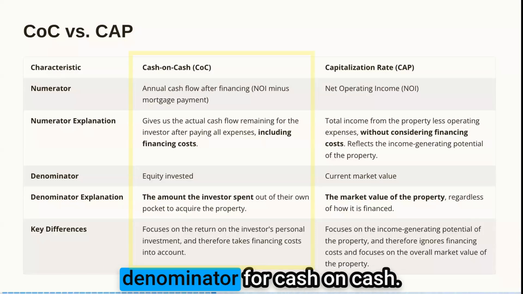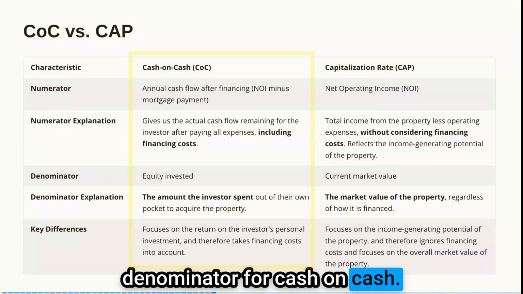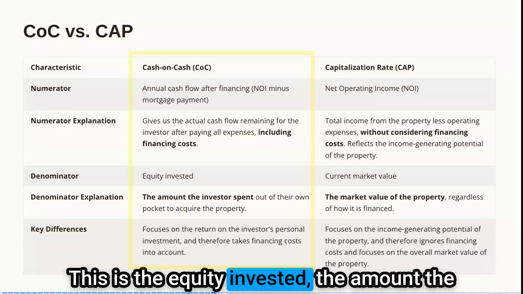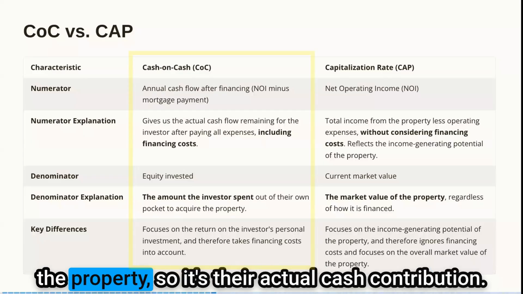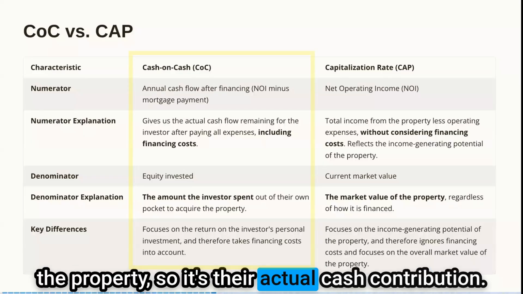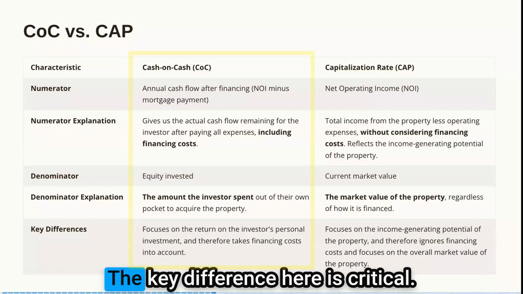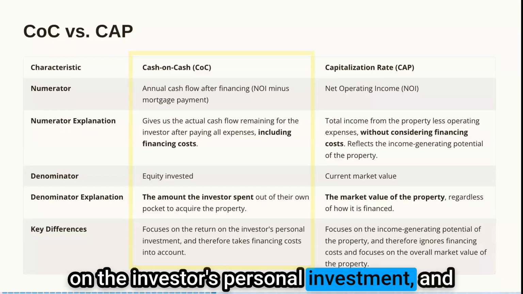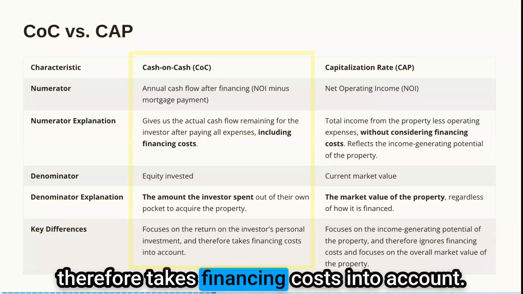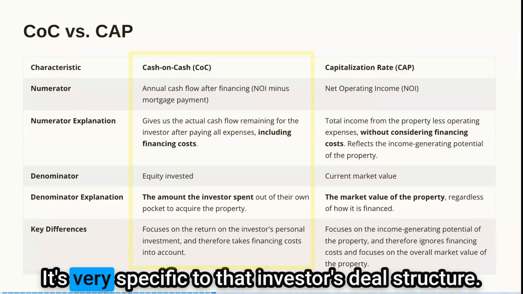Next, let's look at the denominator for cash on cash. This is the equity invested, the amount the investor spent out of their own pocket to acquire the property. So, it's their actual cash contribution. The key difference here is critical. The cash on cash focuses on the return on the investor's personal investment and therefore takes financing costs into account. It's very specific to that investor's deal structure.